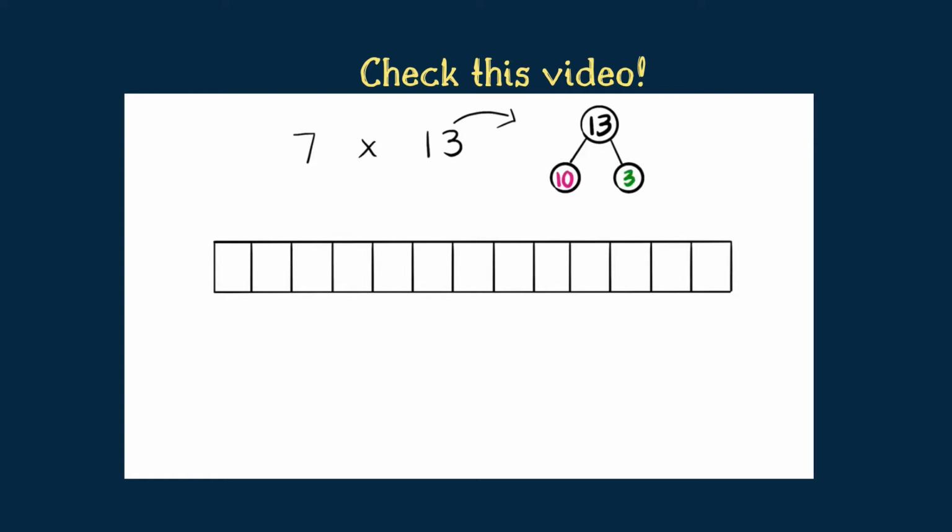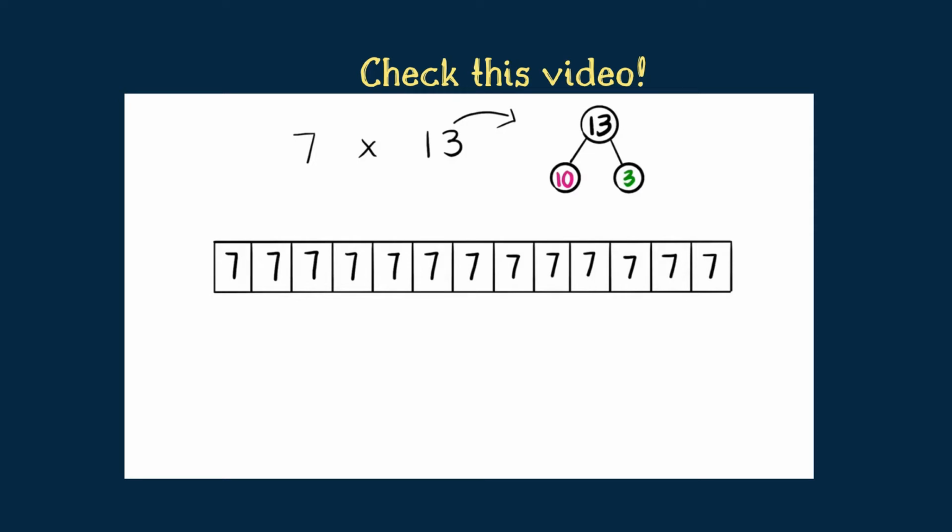The next step is to make a tape diagram. We said 7 times 13. Let's go ahead and fill it in. 7 times 1, 7 times 2, 7 times 3, 7 times 4, times 5, times 6, times 7, times 8, times 9, times 10, times 11, times 12, times 13.